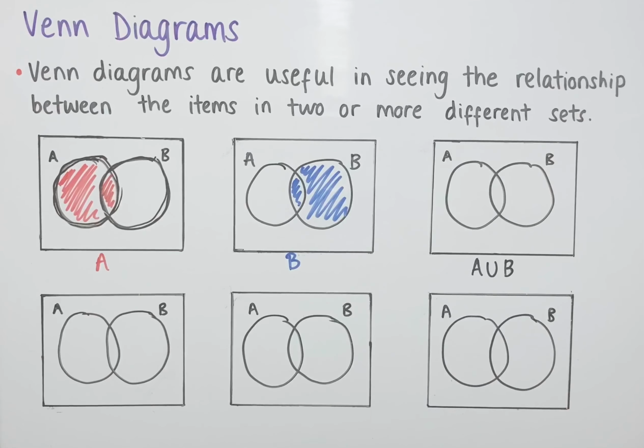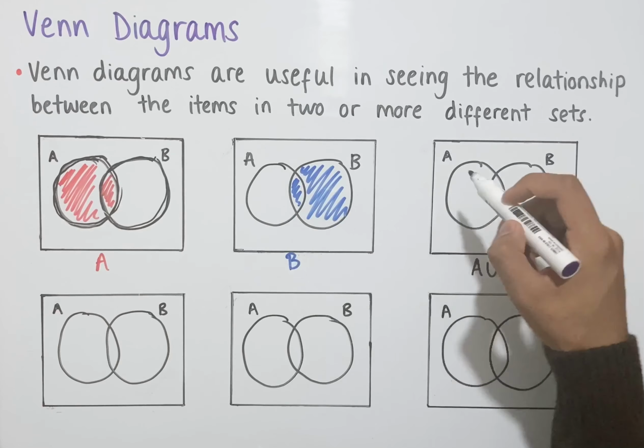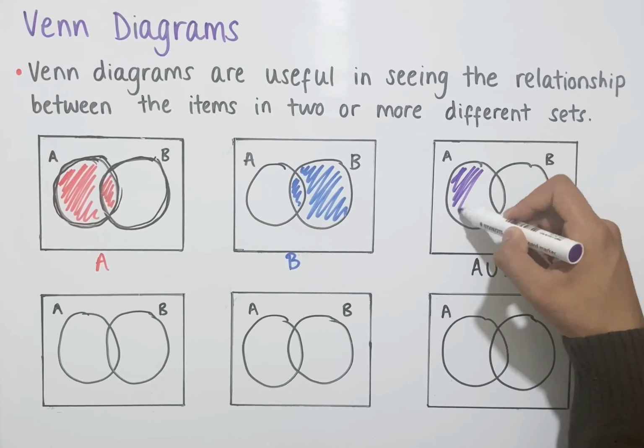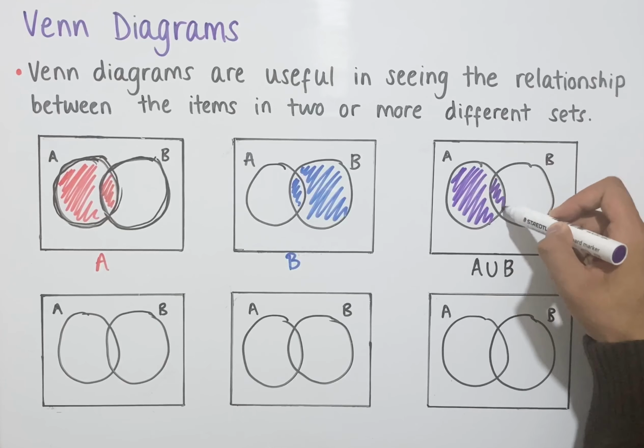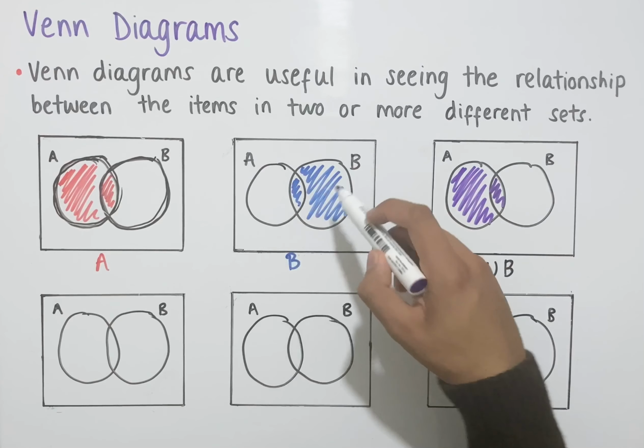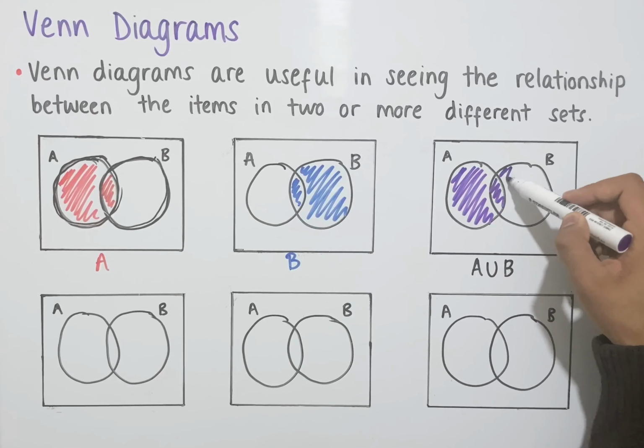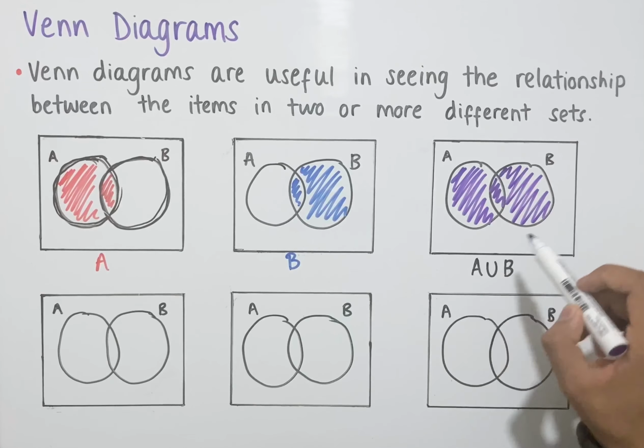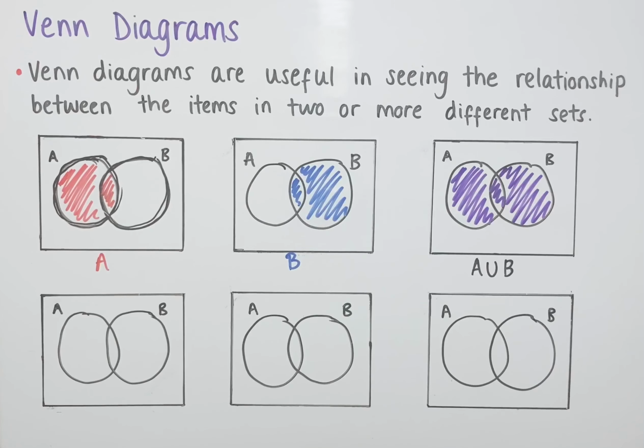A union B. Everything inside circle A, so that's all of this region, and everything that's inside circle B, so that's the middle region and this region here. And everything that's shaded inside this Venn diagram now represents A union B.